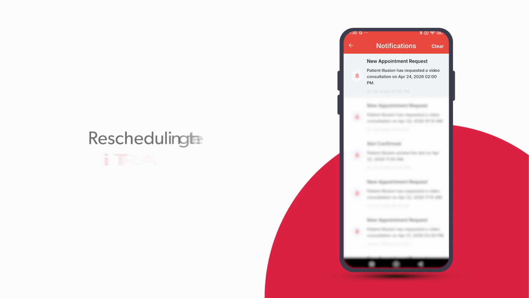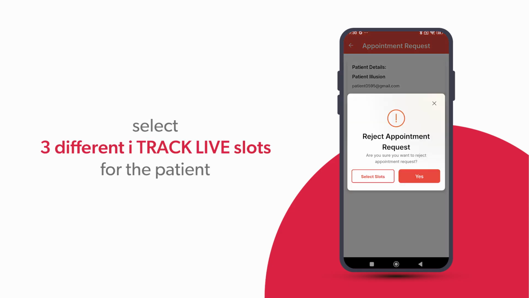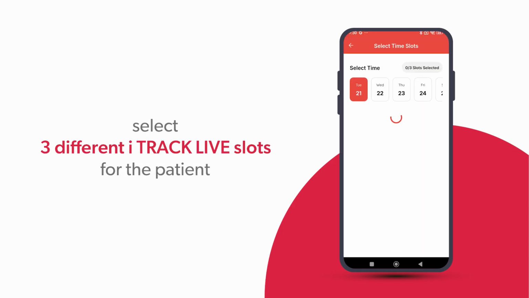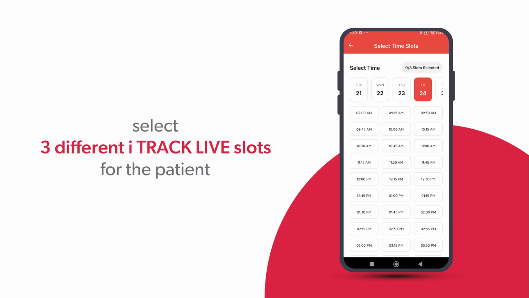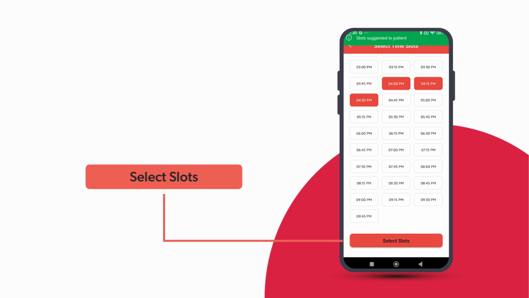Now, if for a particular appointment the dentist is not available, they can click on Reject, confirm Yes to finish this activity, or select a different TrackLive slot for the patient. For this to work, the dentist will have to suggest at least 3 different slots, and then click on Select Slots.